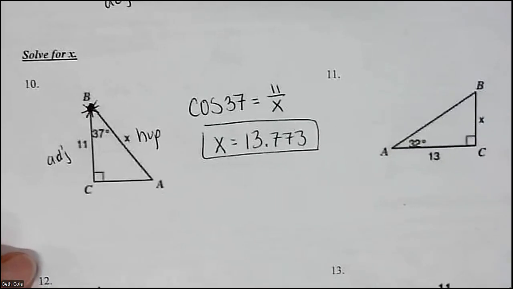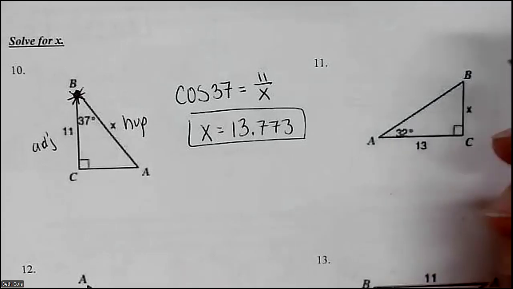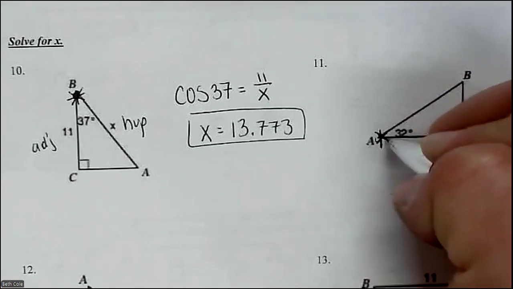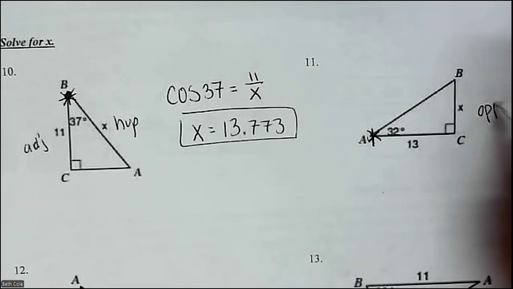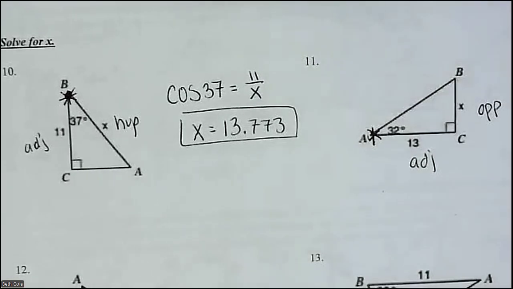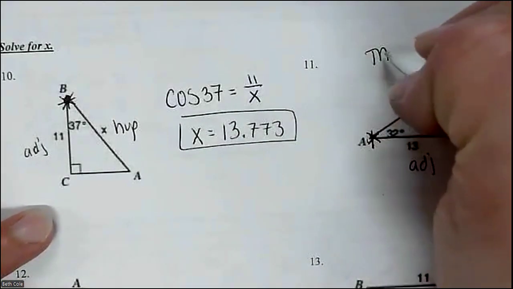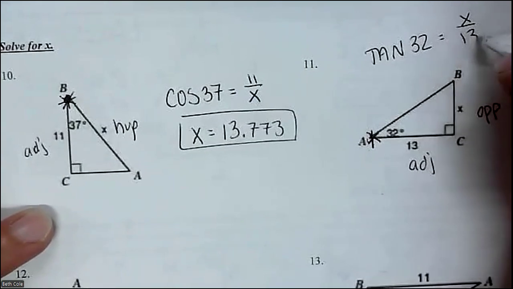I'm going to speed that up with this one because we can fly through this if you guys just pay attention. Do you see how 32 is the one labeled? That's your star. You are here. That means x is opposite. 13 is adjacent. Which one involves opposite and adjacent? Good. Tangent of 32 equals x over 13.